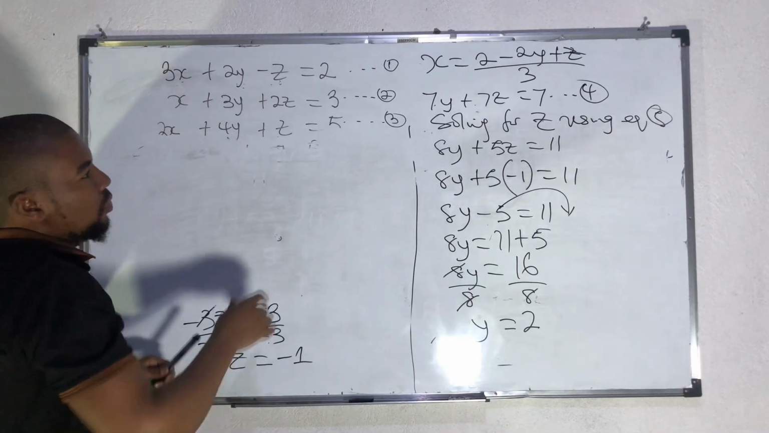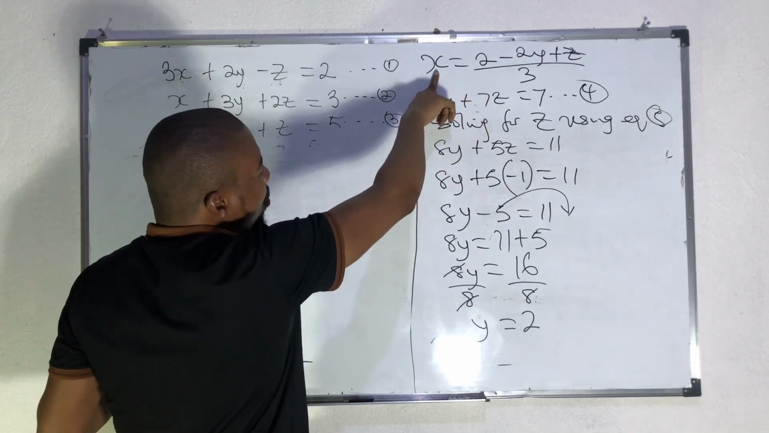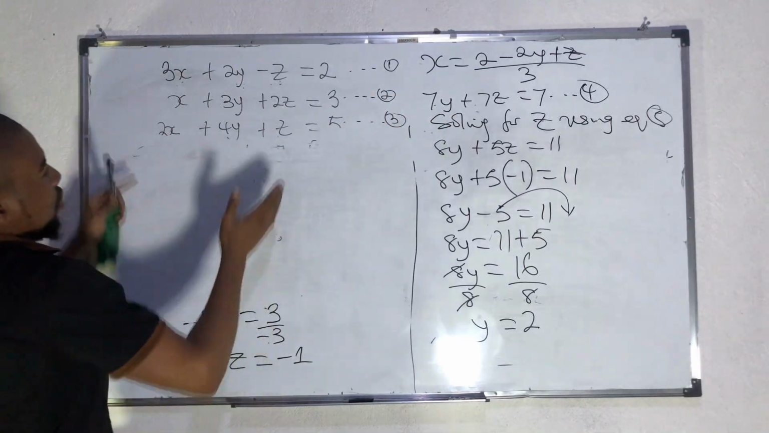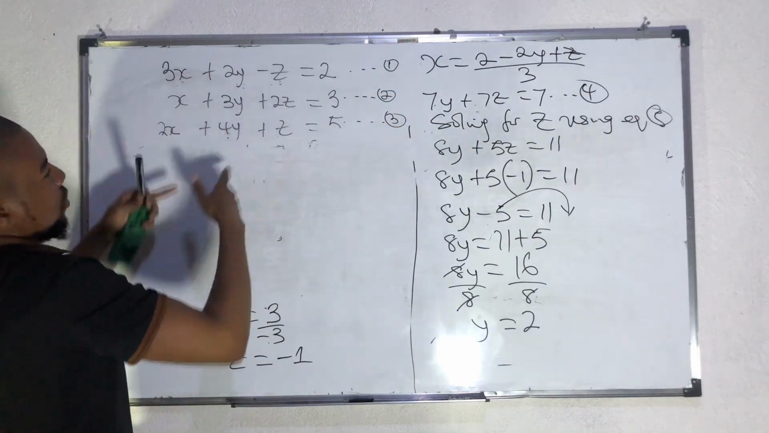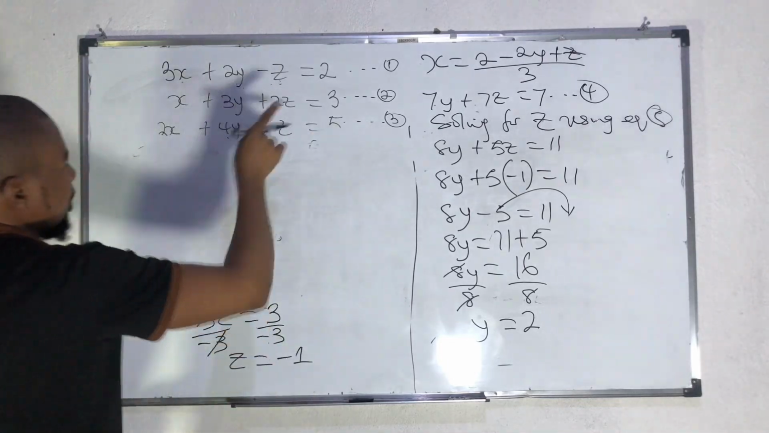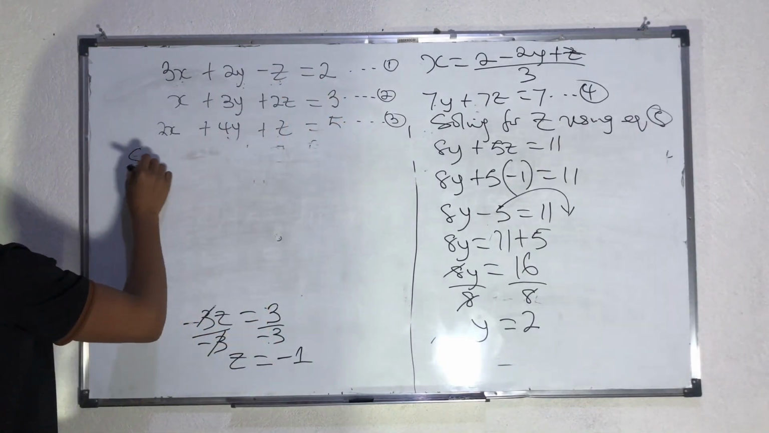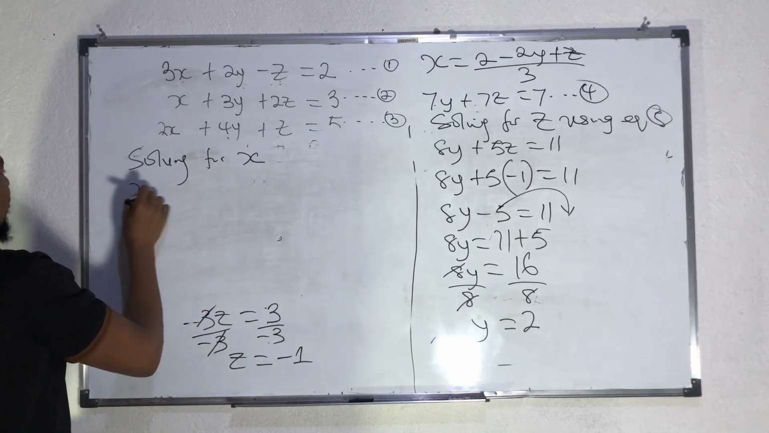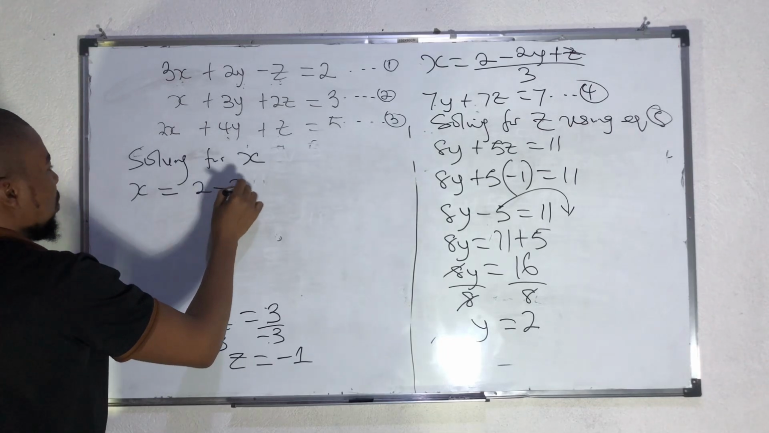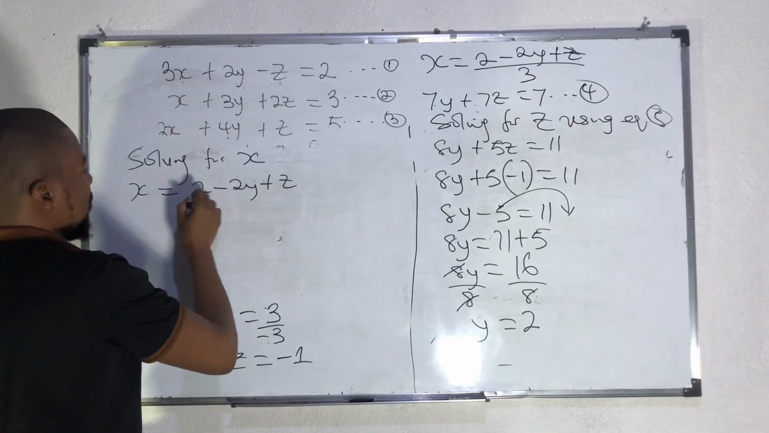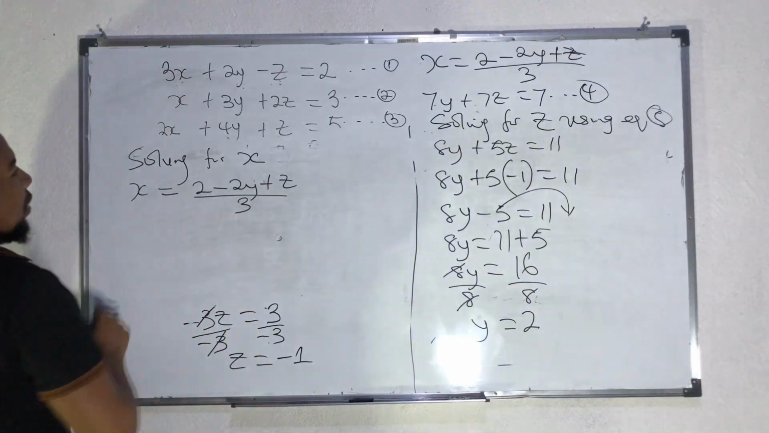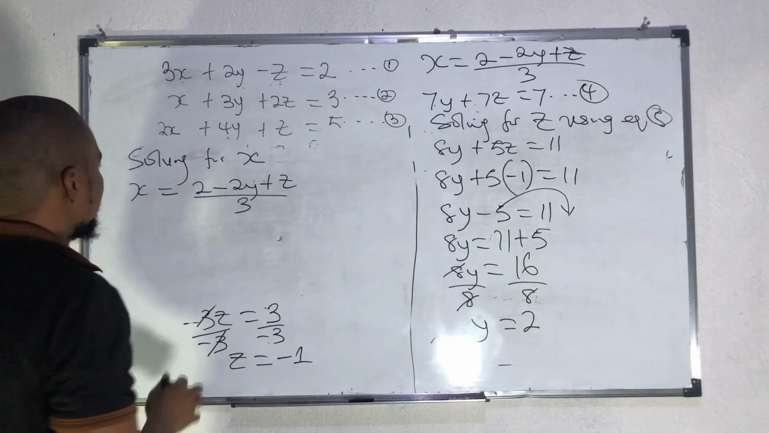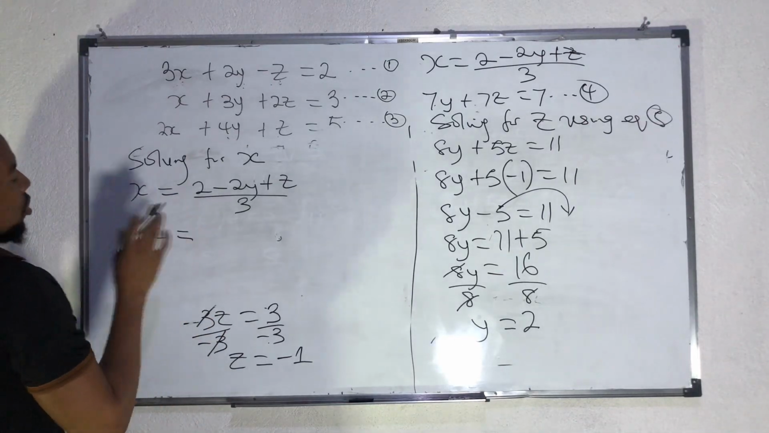However, we can use the one we made the subject to find our x, because x is equal to everything here. You can just plug it here, or you can also plug it in any of the 3 equations to find our x. However, let me use this one or that one over there. I will say solving for x. We said that x is equal to 2 minus 2y plus z over 3. With this equation, we can find our x. It doesn't matter whether you use this, or this. Anyone can go. X is equal to, we just substitute values.